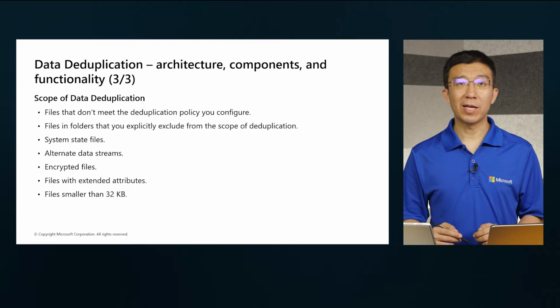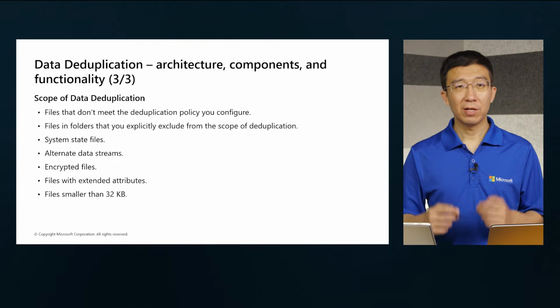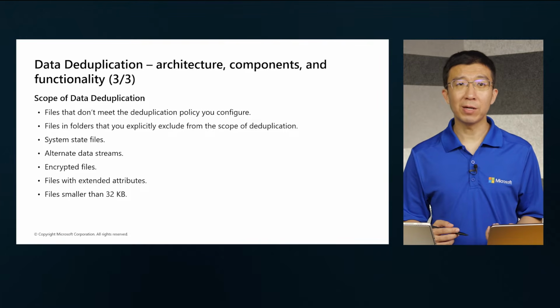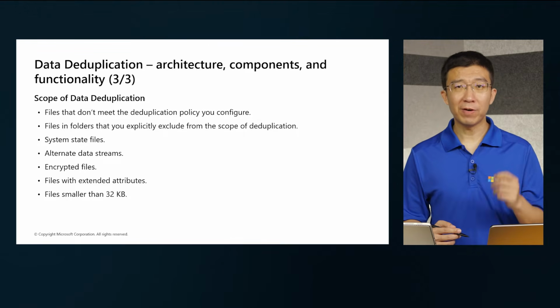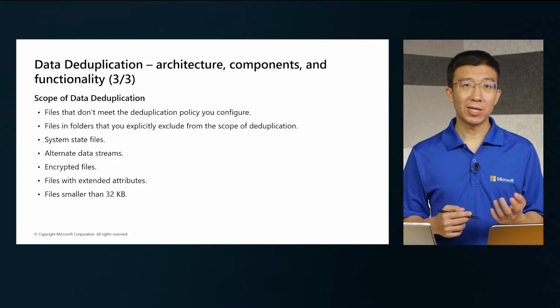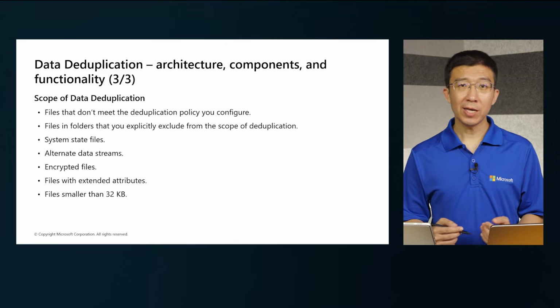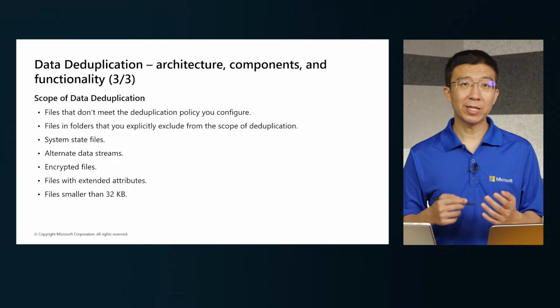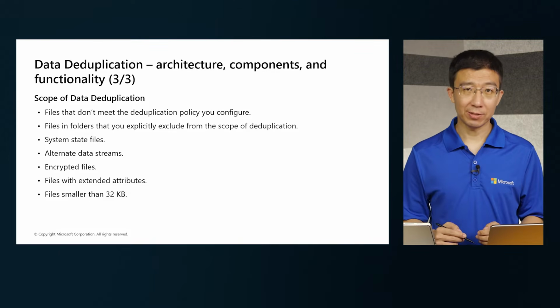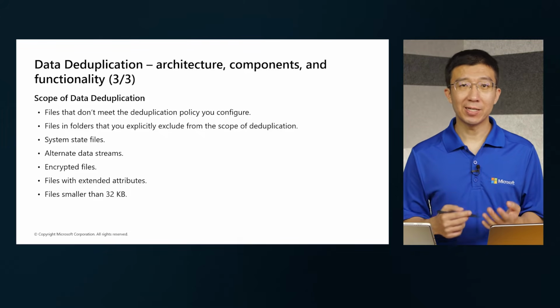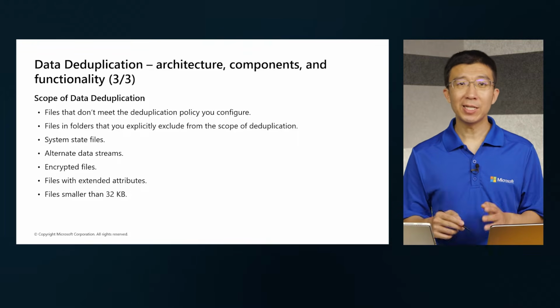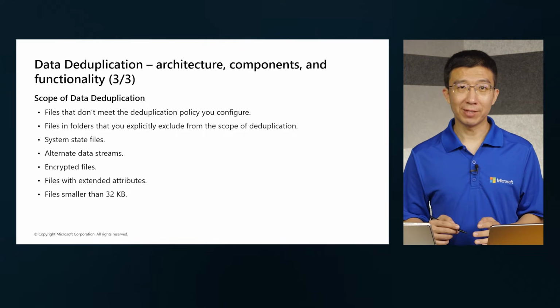Not all files are eligible for deduplication. Files that don't meet the deduplication policy, files in excluded folders, system state files, alternate data streams, encrypted files, files with extended attributes, and files smaller than 32 KB are not deduplicated. This ensures that only appropriate data is optimized, maintaining system performance and reliability.